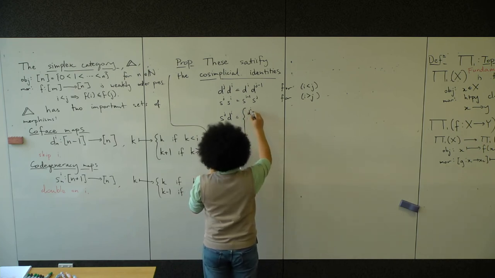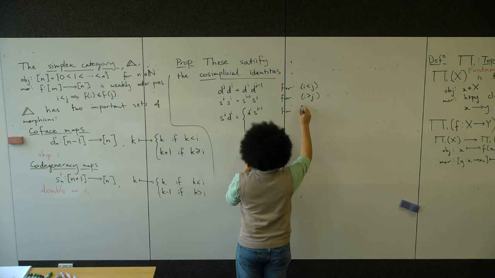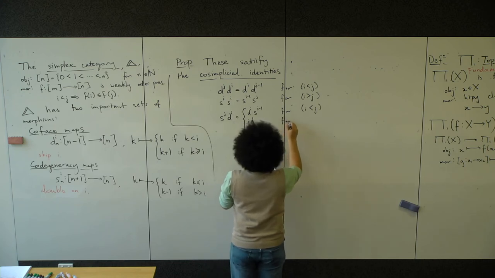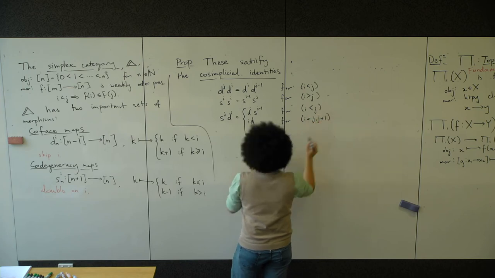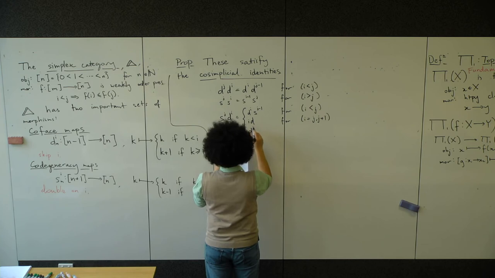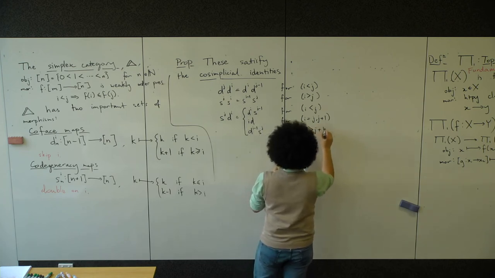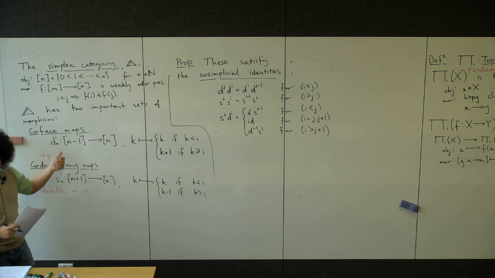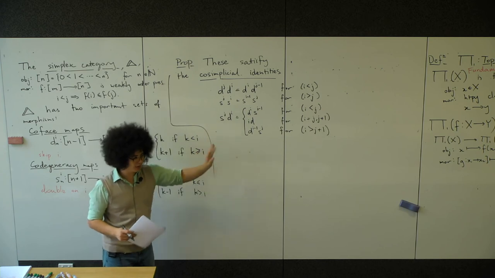And these are d^i s^{j-1} for i less than j. This is the identity for i equal to j or j plus 1. And this is d^{i-1} s^j for i greater than j plus 1. All right, so I've left out the subscripts here, I've left out these n's. It's implicit what the correct subscript should be at any point.